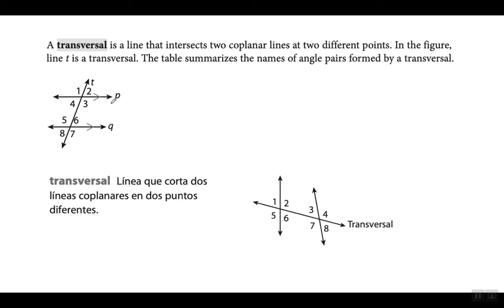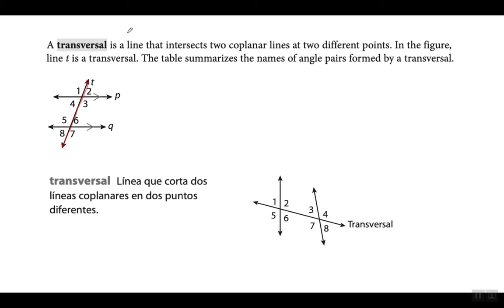So in this picture, we have two lines, line P and line Q. And they're both being intersected by this line right here in red that I'm putting, okay? This line is the transversal, the line that's intersecting both of these lines. Line T is the transversal.